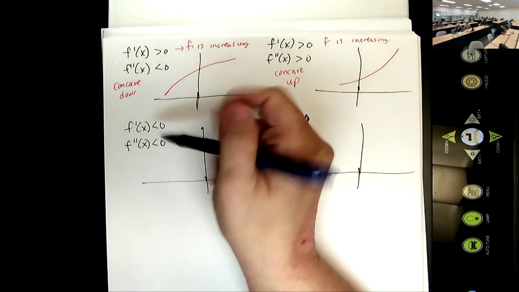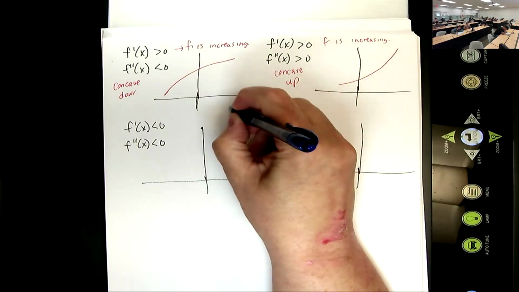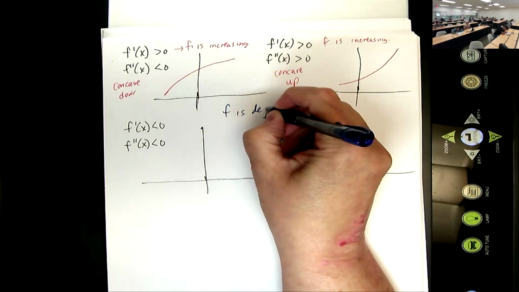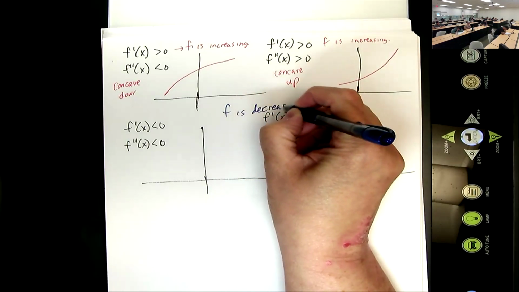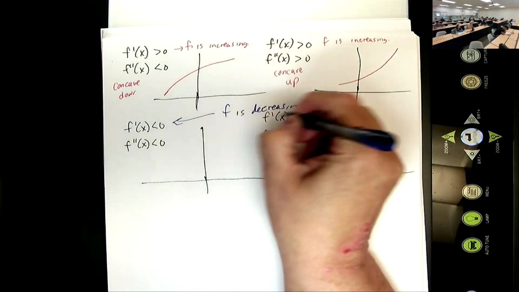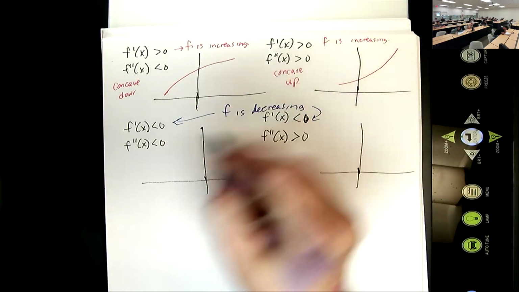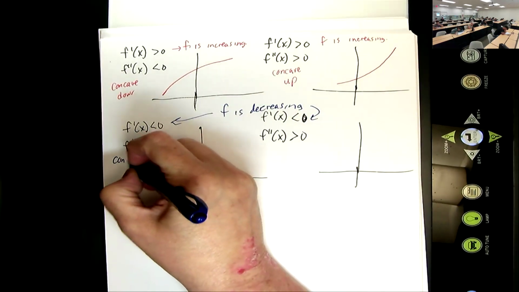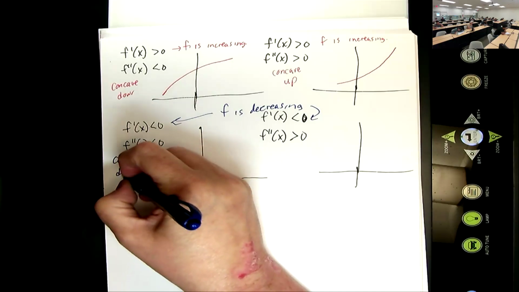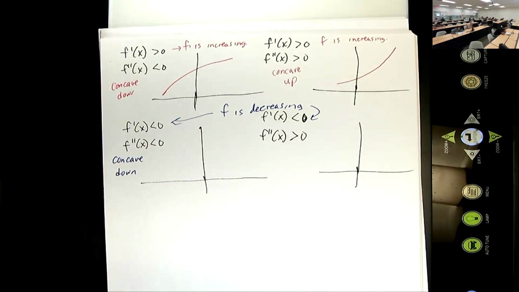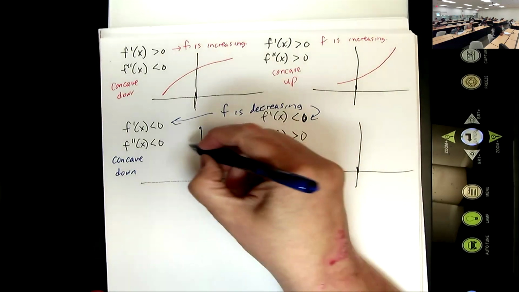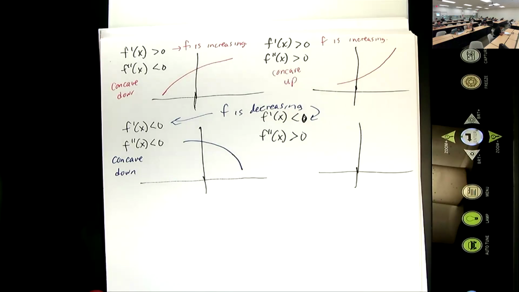On both of these, f is decreasing, so we're going down from left to right. And this will be concave down. So if f is decreasing and it's concave down, it's gotta be doing some stuff like that.